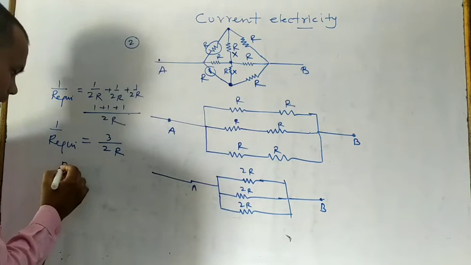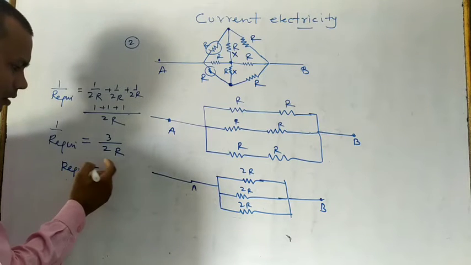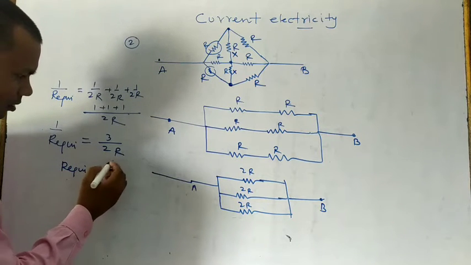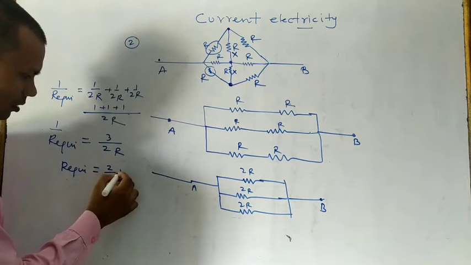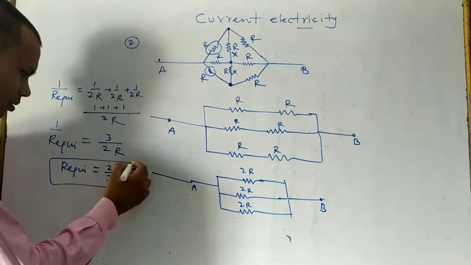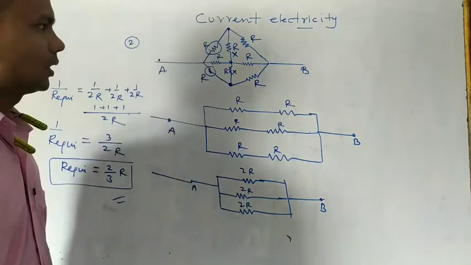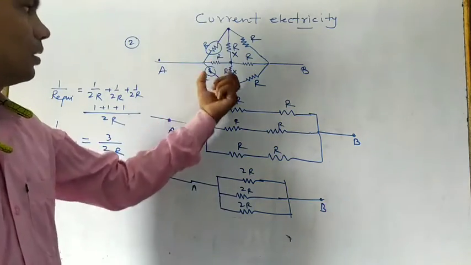So R equivalent, what will we get? R equivalent is 2 by 3 R, right? So the equivalent resistance of this network is 2 by 3 R.